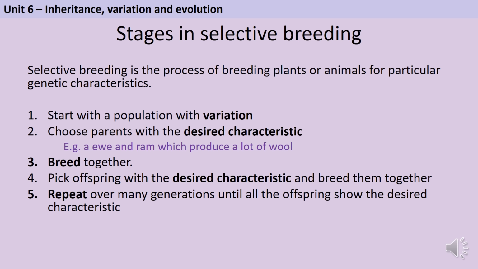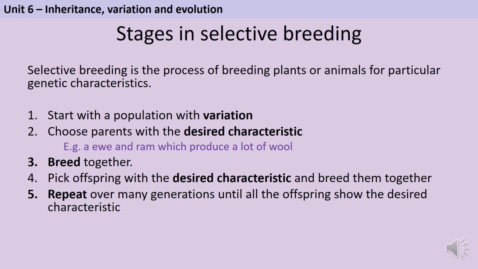Selective breeding, which we sometimes call artificial selection, is the process of breeding plants or animals for particular genetic characteristics. It's basically how farmers make evolution happen really, really quickly so that they can get a new crop or a new herd of animals which have the best characteristics that are going to make them the most money.